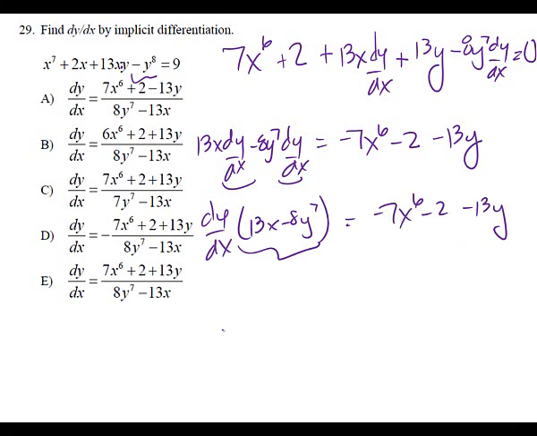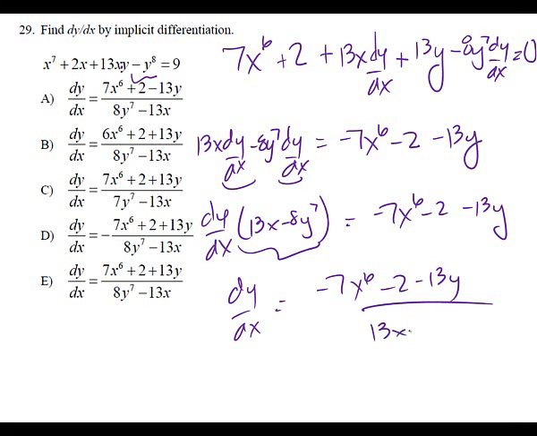What's the last step in getting this to the other side? Divide it. And then we have to see if we have the answer there. My guess is we might have to play a game with the signs. Over 13x minus 8y to the 7th. All right. It looks like, well, we know it's definitely not B, right? We need all the signs to be the same. It looks like the A is not all the same, right? So it's not A.